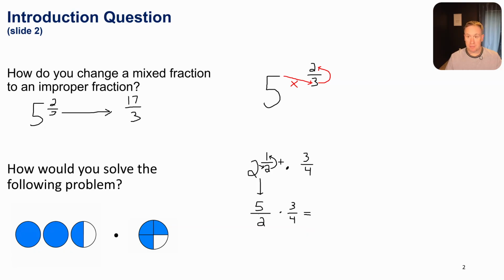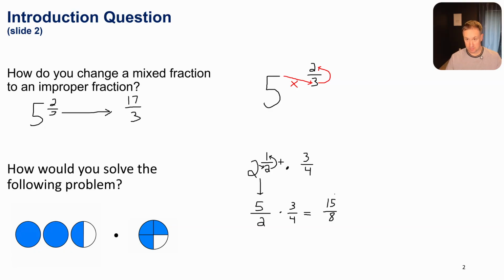Our first step that I recommend is to see if we can simplify by cross-reducing, meaning can I look diagonally from 5 and 4 and from 2 and 3 to see if I can reduce. In this case, there is no number we can reduce in these fractions, so we go straight to multiplying our numerators, 5 times 3, which is 15, and 2 times 4, which is 8.